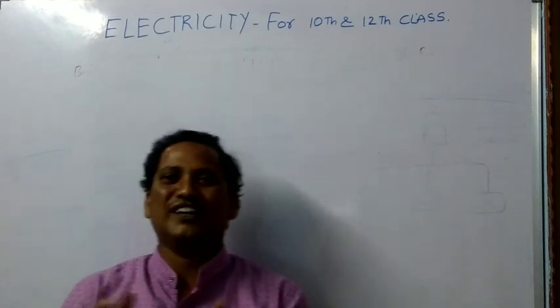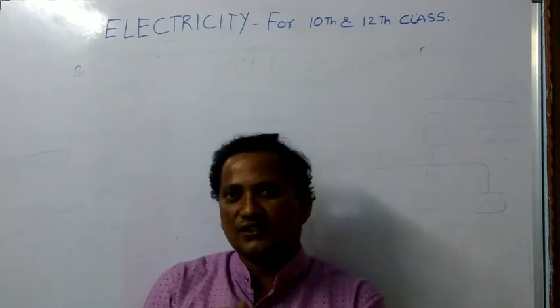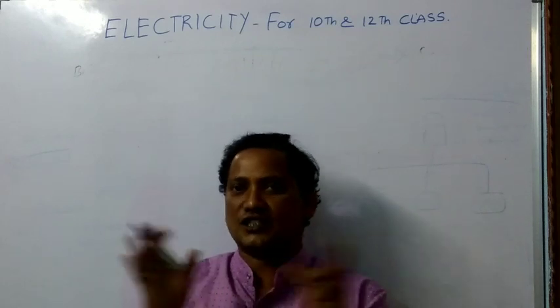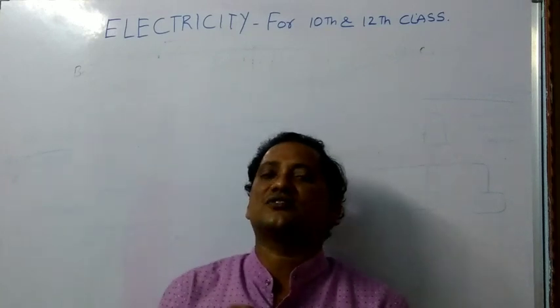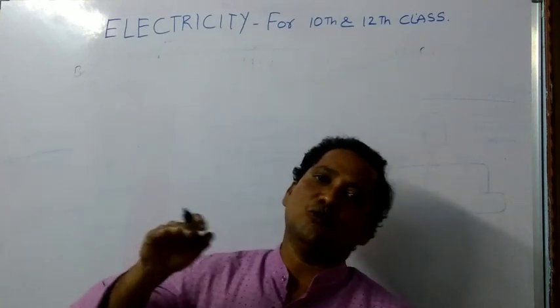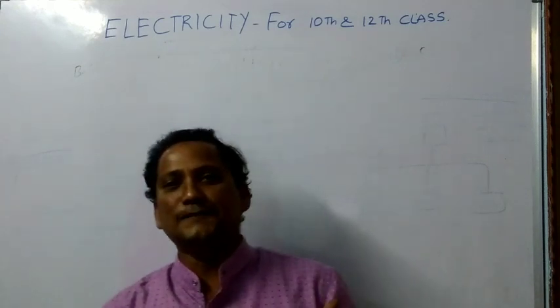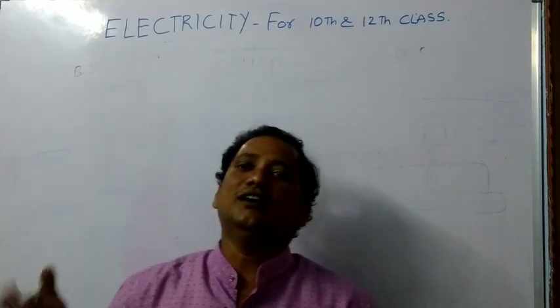So how can you distinguish these two? If it is static electricity, that means the charge is at rest, it will produce only an electric field around it. That we know as static electricity. If the charge is in motion, then it will have both electric and magnetic fields. That is current electricity.